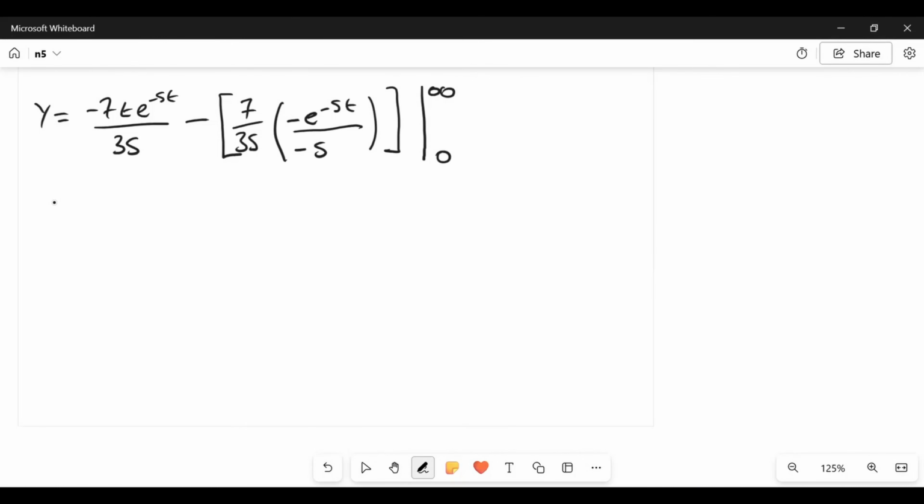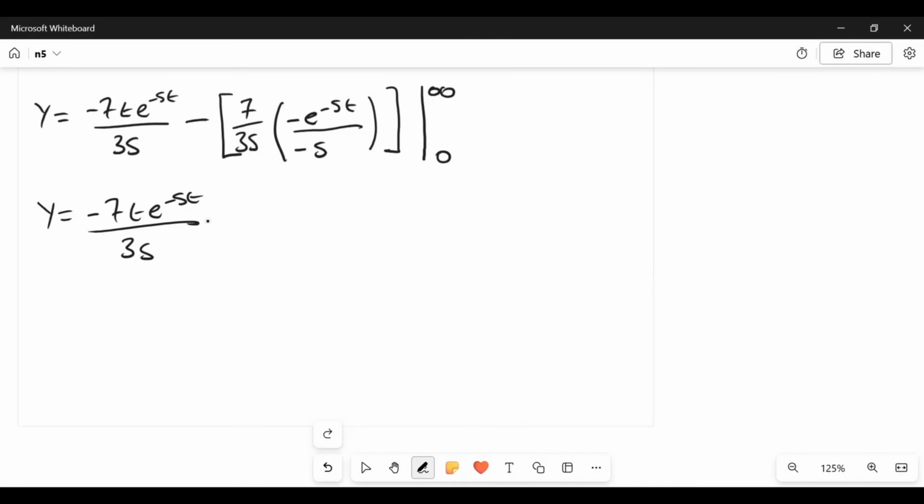So this question here, it needs you guys to simplify. Let's continue. y is going to be equal to the first term. Again, leave it as it is: negative 7 t e to the power of negative st divided by 3s. And then we need to simplify the second term. Look, we have this negative and that negative. They're going to give us a positive answer. But let's not forget, we have to multiply by this negative as well.